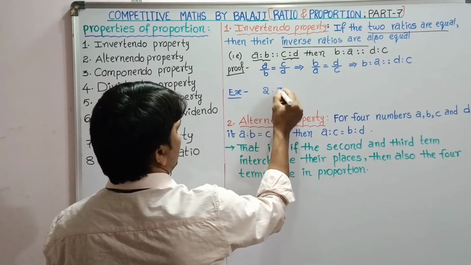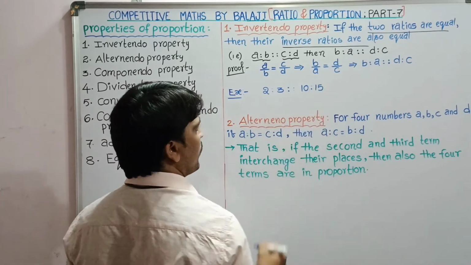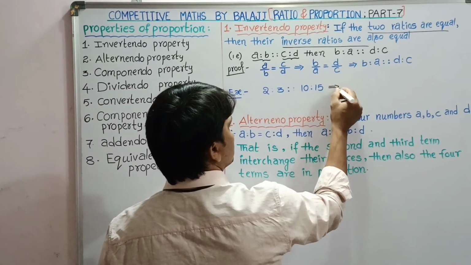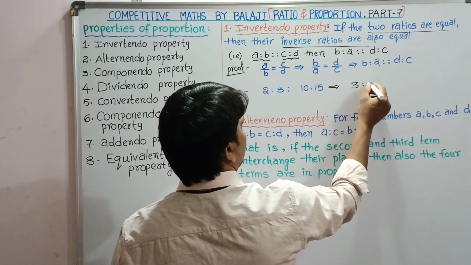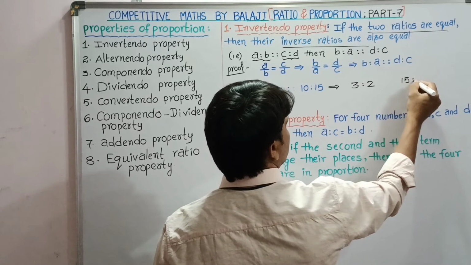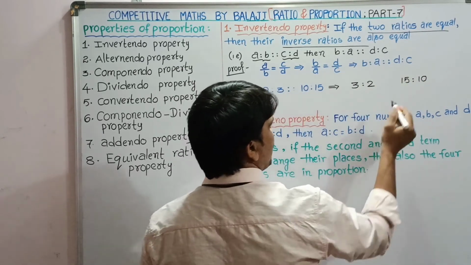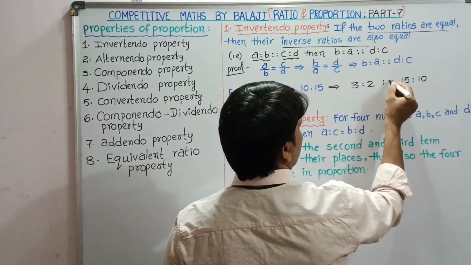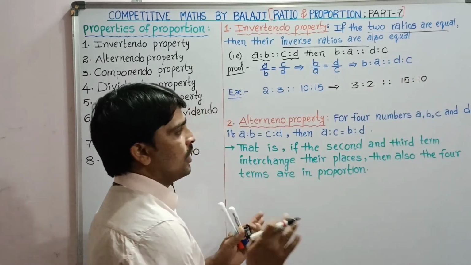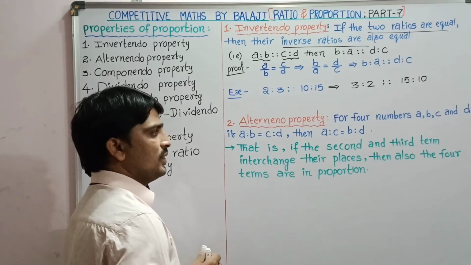Example. We know that 2 is to 3 is as 10 is to 15. That implies, consider the inverse ratio of 2 is to 3, that is 3 is to 2, is also proportional to the inverse ratio of 10 is to 15. The inverse ratio of 10 is to 15 is 15 is to 10. See, both are also equal, that is, they are in proportion. This is 3 is to 2 and this is also 3 is to 2. Both are in proportion. Second one, alternando property.